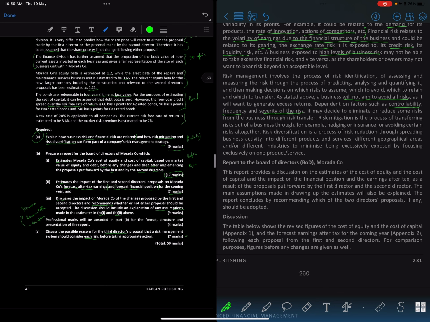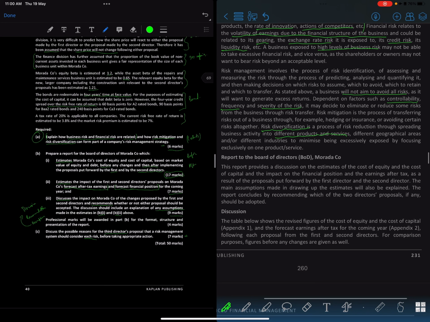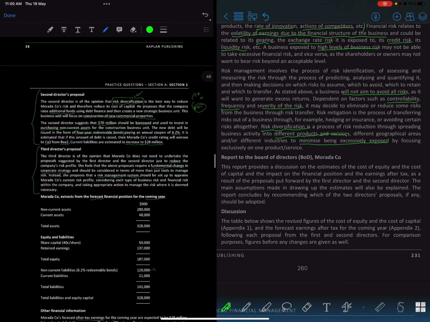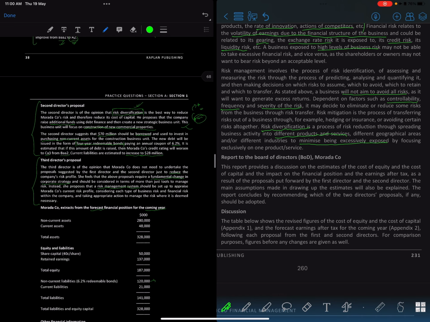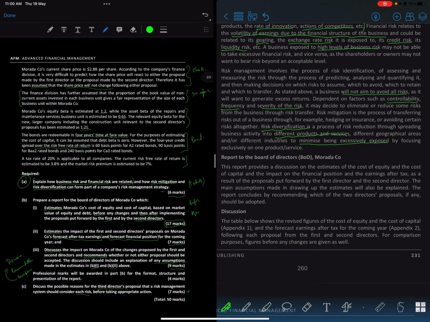Risk diversification is a process of risk reduction through spreading business activities into different products and services. So this is also another strategy to minimize being excessively exposed by focusing exclusively on one product, right? So the second director's proposal to diversify was basically, you can say, risk diversification, and it should be a part of a company's risk management strategy, right?